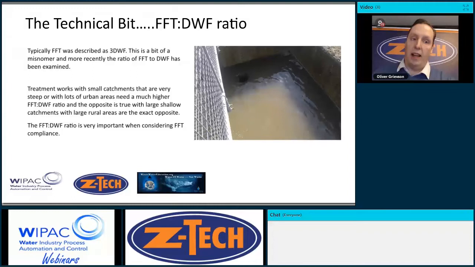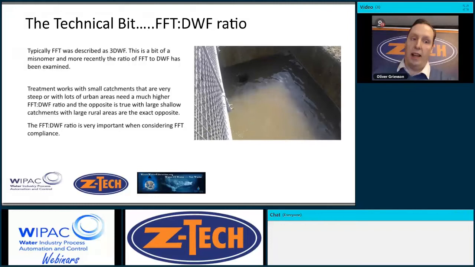The FFT to DWF ratio, and this comes partly from all the work around DWF that's been done and the shift in the FFT to DWF ratio. Literally, FFT divided by dry weather flow. Historically, it has been 3 DWF. And if you look into a lot of the environmental permits or the old discharge consents, you will see that ratio quite clearly. This comes into the history of the regulation.